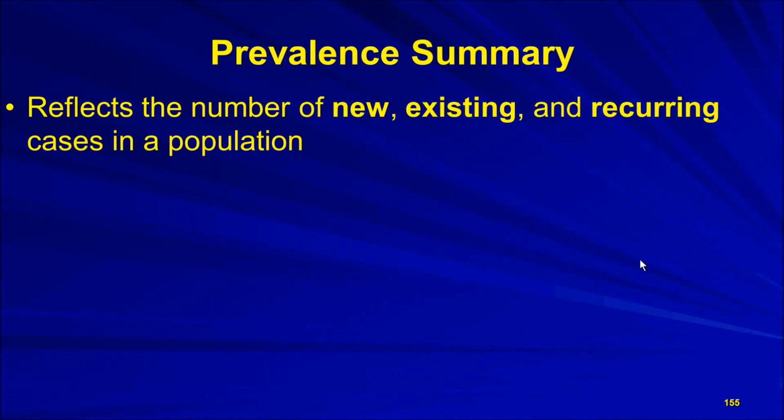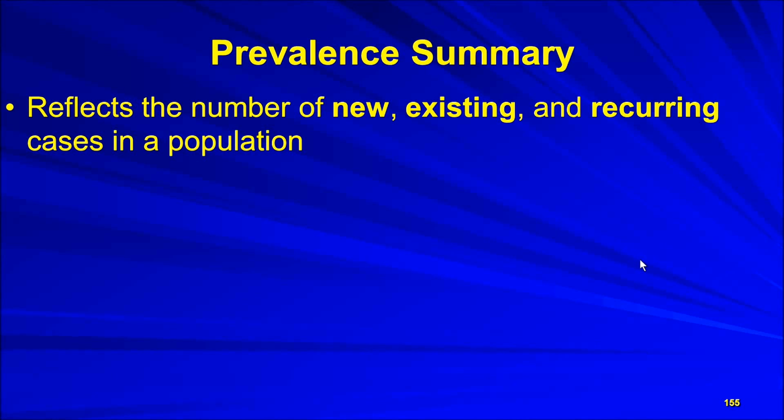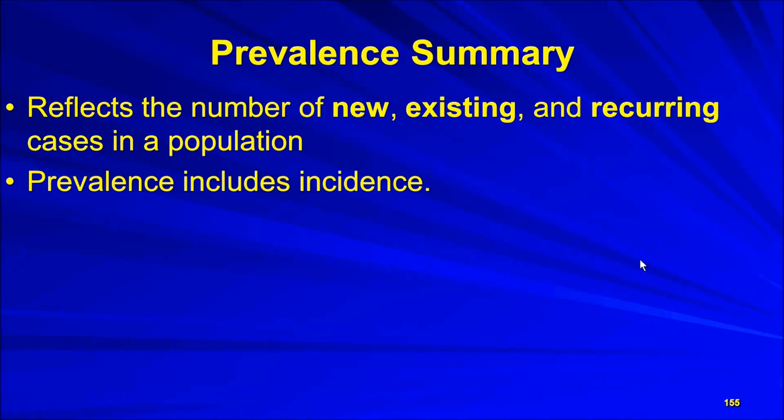Okay, prevalence summary. Prevalence is a more comprehensive term. It reflects the number of new, existing, and recurring cases in a population. Okay, prevalence includes incidence because incidence means new. So it's more comprehensive.